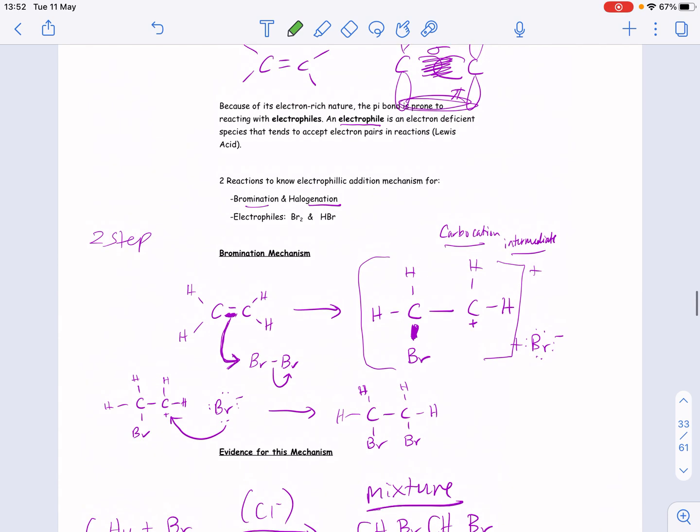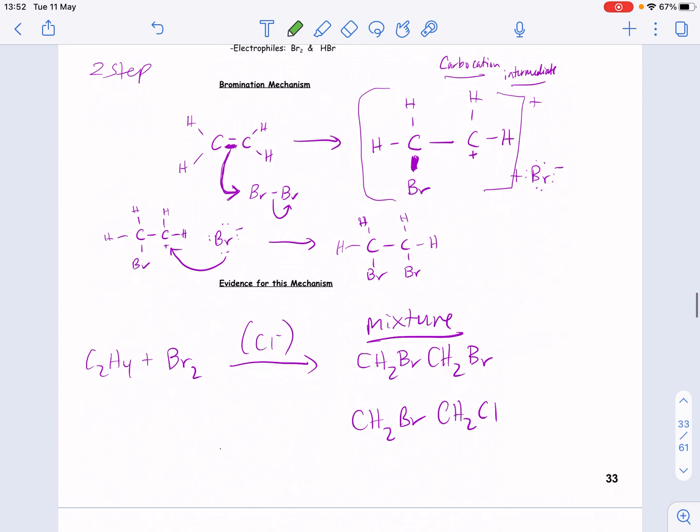So the mechanism for electrophilic addition involves 3 arrows, always starting at the double bond, breaking apart the halogen, forming a carbocation intermediate, and then the halogen ion attacks the carbocation to add the second halogen.